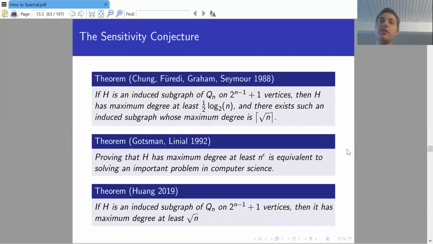So with this, people became a lot more interested in this, but it took 30 years until Huang, last year, resolved this, and resolved it in the best way possible in several ways. First of all, he improved this logarithm term to square root of n, which, as we saw, was basically as good as one could hope to do. And moreover, for a 30-year-old problem, you would think that the proof would be very long and hard, but in fact, it's very easy, and we'll prove it now in the next 15 minutes with everything we've learned.